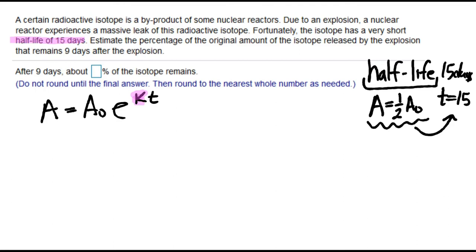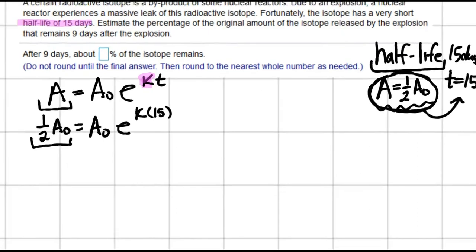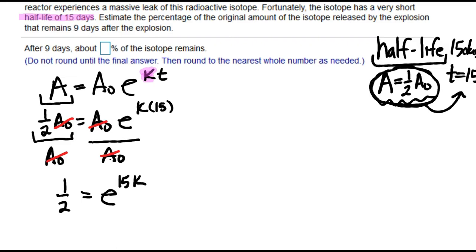So we have us ending up with half of what we started with. So I changed A to 1/2 A naught because that's what we have over here. We're going to leave that A naught. We're trying to figure out K, and in for time, we're going to put 15. Okay. So now we're going to be able to solve this exponential equation. We're going to divide both sides by A naught, and it ends up canceling out on the left and canceling out on the right. And we have 1/2 equals e to the 15k.